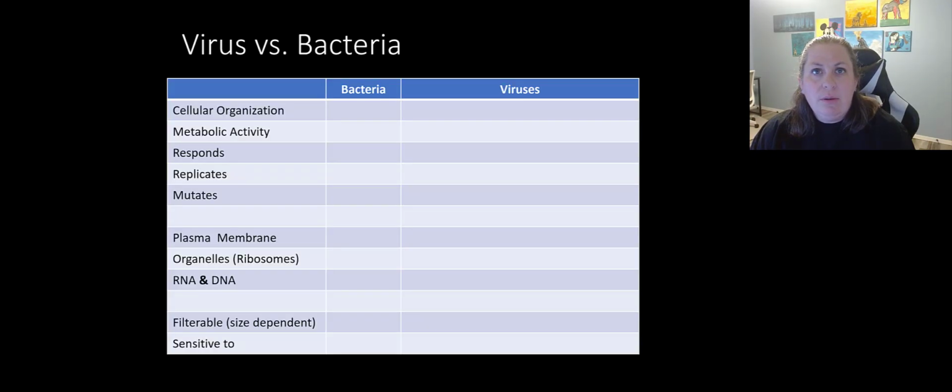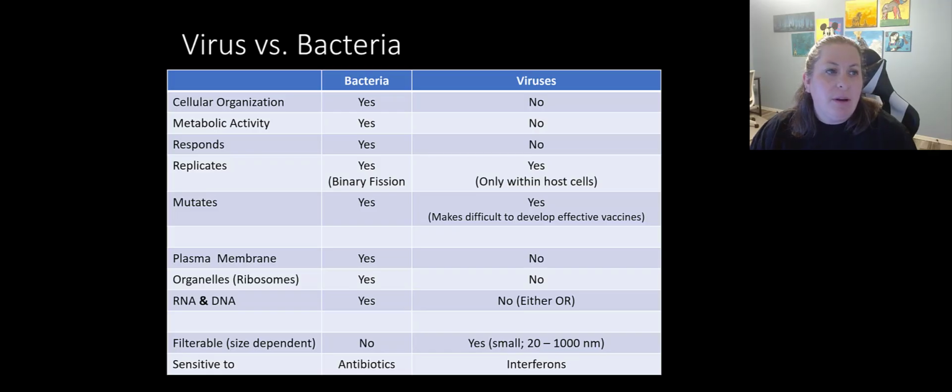So let's do a really quick comparison of bacteria versus viruses. We talked about bacteria already in a prokaryotic video, and so now let's do a little bit of a comparison. So we're going to look at several things. We're going to look at cellular organization, metabolic activity, how does it respond, how does it replicate, does it mutate, just different things like that. All right, so let's take a look here. So the first thing we want to look at is the cellular organization. So bacteria does have cellular organization, but viruses do not. Because remember, they're acellular. They do not have a cell.